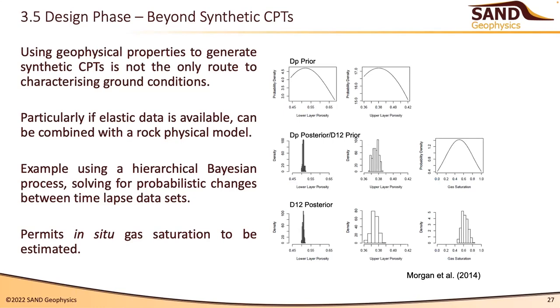This is an example where we used that, and coming full circle now, we're back at a gas saturation problem, a free gas problem. This case was from a gas sequestration experiment where we had time-lapse data. What we did was combine geophysical inversion results with a hierarchical Bayesian rock physics model to, in the first phase, try and predict the actual soil properties.